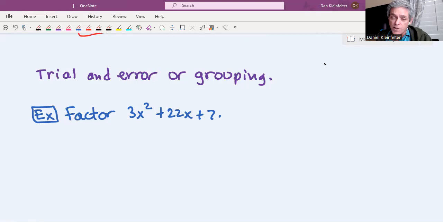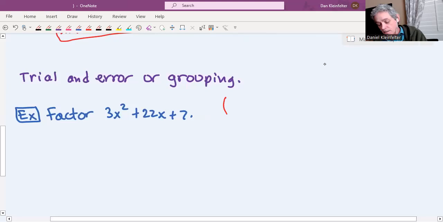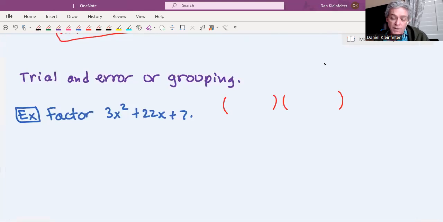And different people prefer to do this different ways. Some people really like trial and error. I don't especially like it because I like things that are more methodical. But if you like trial and error, you're welcome to do that. So we might think, okay, well, the firsts need to be 3x squared. So it's going to be 3x and an x. And then you fiddle around with the numbers in here in order to make it so that you end up with 7 for your constant term and 22x for the sum of the outers and inners, if you like FOIL.